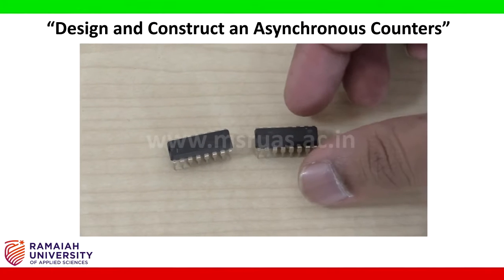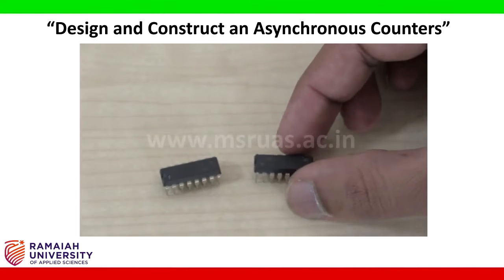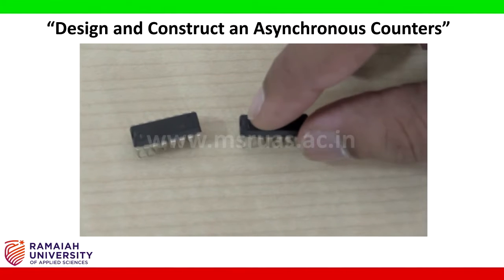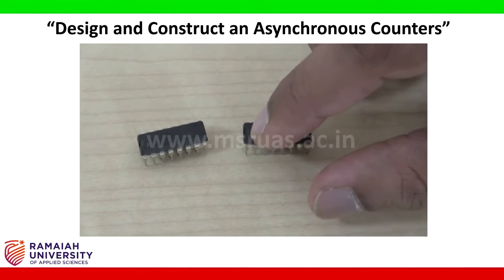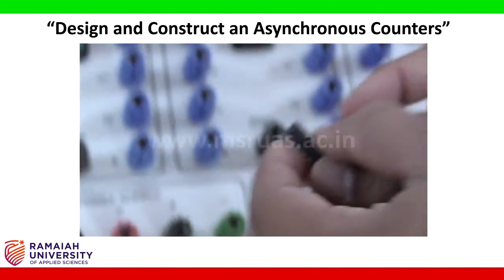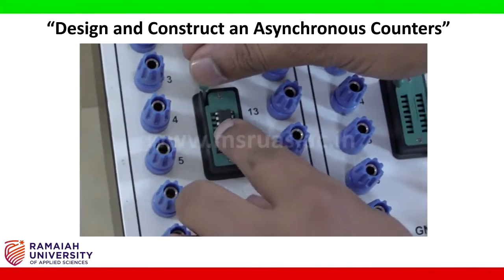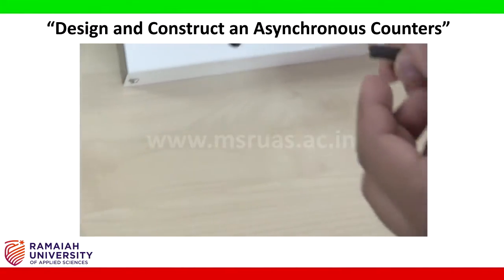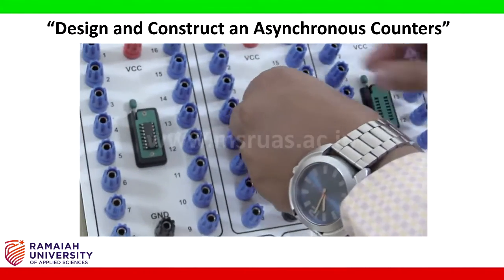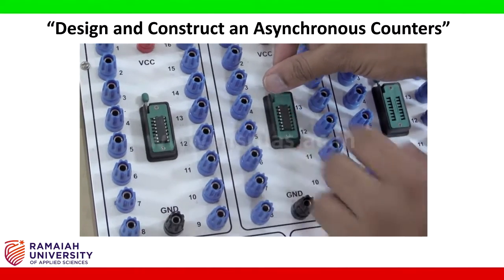Now let us place the IC into the IC base. Make sure while you are placing the IC into the IC base, the notch on the IC should always be in the upward direction. Here is the notch, so I am placing it in an upward direction. Place it into the IC base and close the lever. Make sure the IC is not coming out. Similarly, I am placing the other IC into the second IC base. It's a 16 pin IC. After placing it, close the lever.